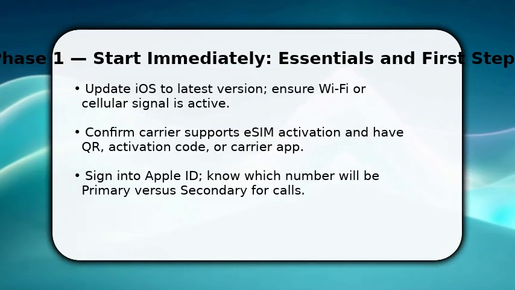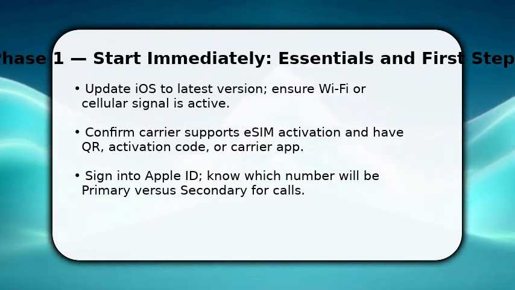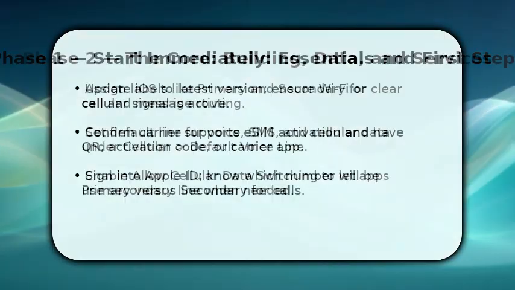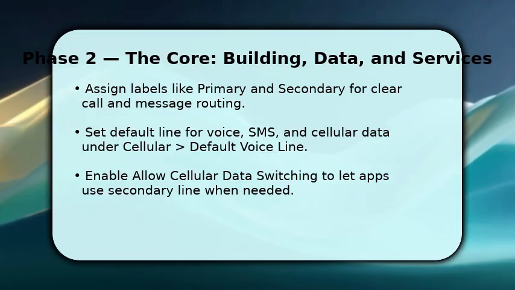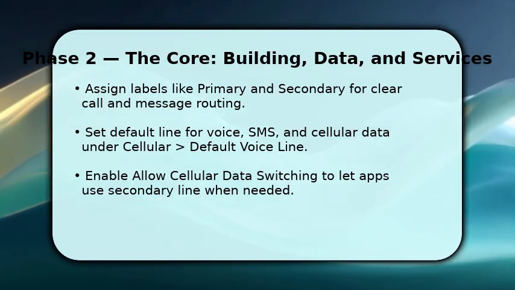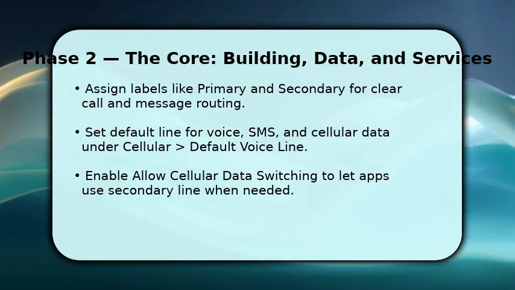Do this now, don't stall, because the activation handshake happens immediately and requires network access and correct account credentials to complete. Once the eSIM installs, you'll see two cellular plans. Tap each plan and assign a label: primary, secondary, business, so you know which line handles calls and messages.